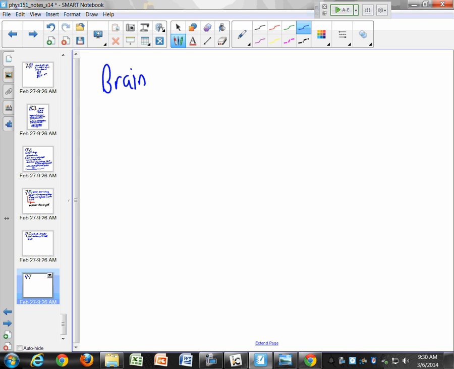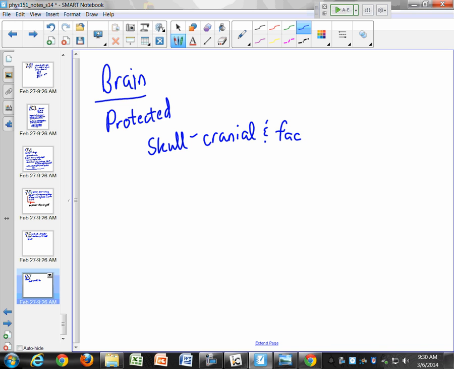The brain is protected by a number of different things. Of course, first it's protected by the skull. And the skull consists of cranial bones. And the cranial bones actually cover up the brain. And then also the facial bones, which give shape to our face.